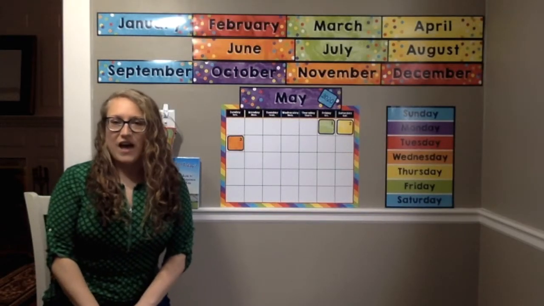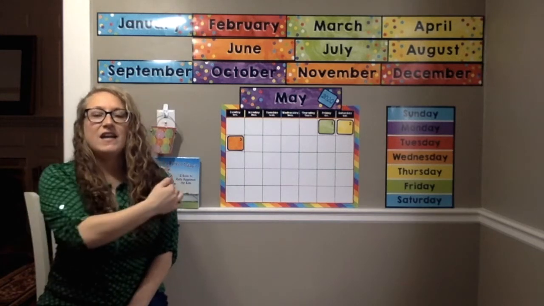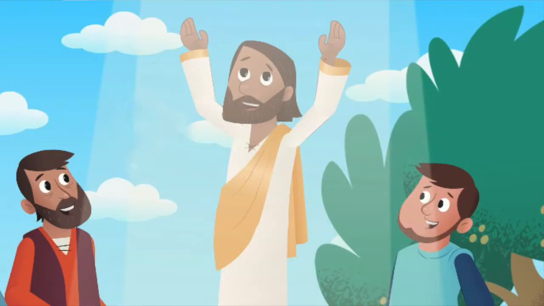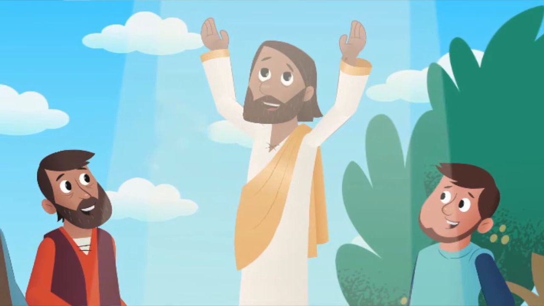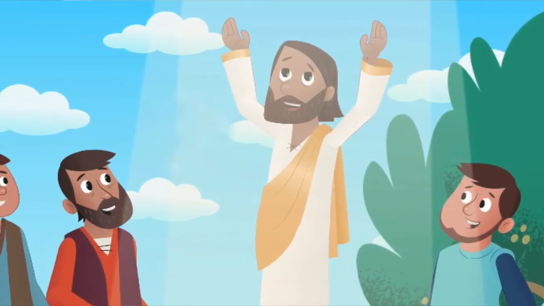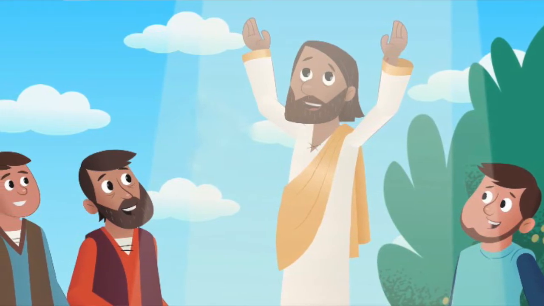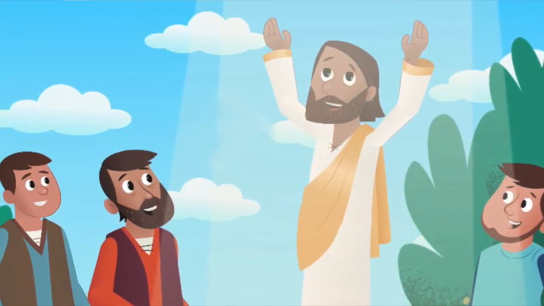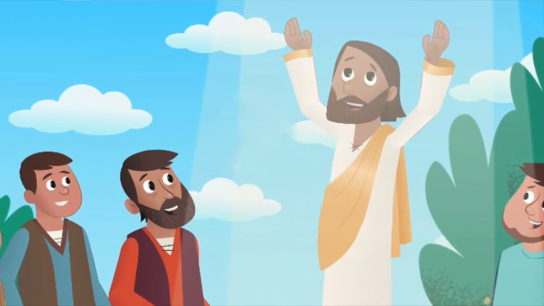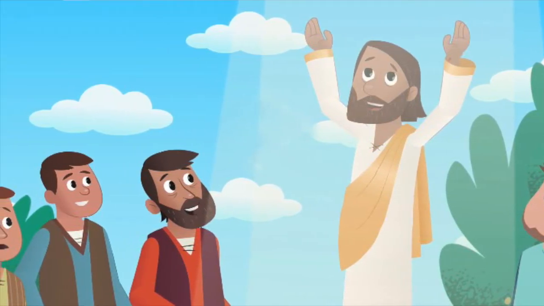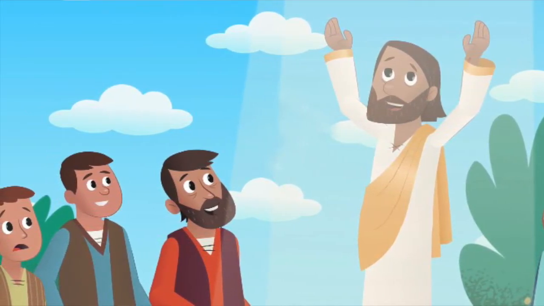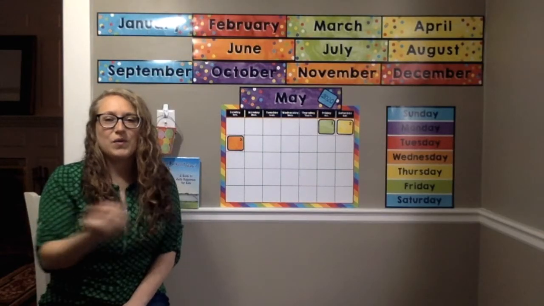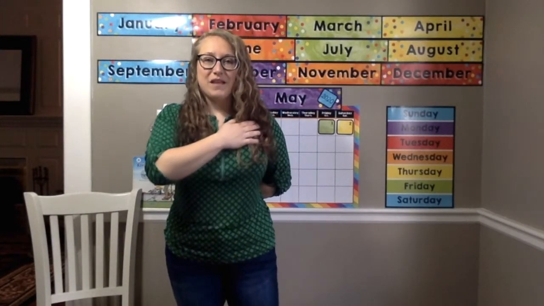Let's start with an Our Father. In the name of the Father, and of the Son, and of the Holy Spirit, amen. Our Father, who art in heaven, hallowed be thy name. Thy kingdom come, thy will be done, on earth as it is in heaven. Give us this day our daily bread, and forgive us our trespasses, as we forgive those who trespass against us, and lead us not into temptation, but deliver us from evil. Amen. In the name of the Father, and of the Son, and of the Holy Spirit. Amen. Please make sure that your right hand is over your heart, and we'll say our Pledge of Allegiance.